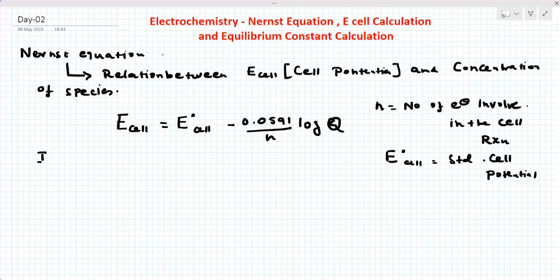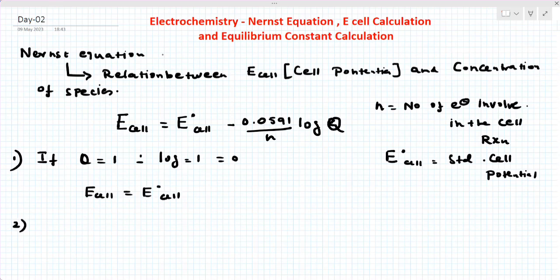Okay, listen. If the Q value is equal to 1, it means what? The log 1 is equal to 0. That means this quantity becomes 0, right? Therefore, when Q value is 1, because log 1 is 0, in this condition the Ecell is equal to E naught cell. Yes or no? Suppose if Q is not equal to 1, in that case the Ecell is not equal to E naught cell. Okay, now what is the main factor? The Q. Then how to find the Q value?